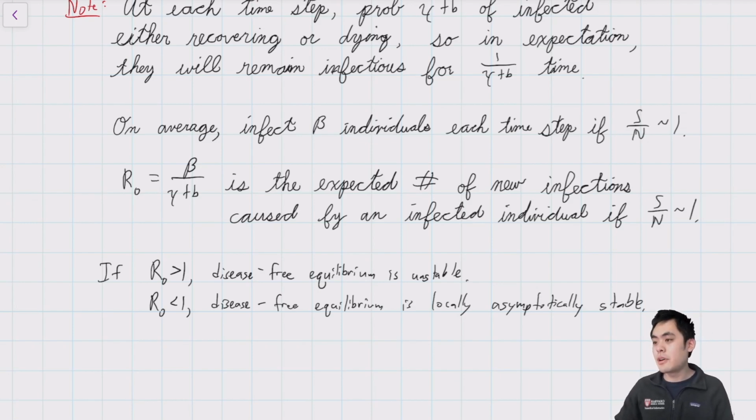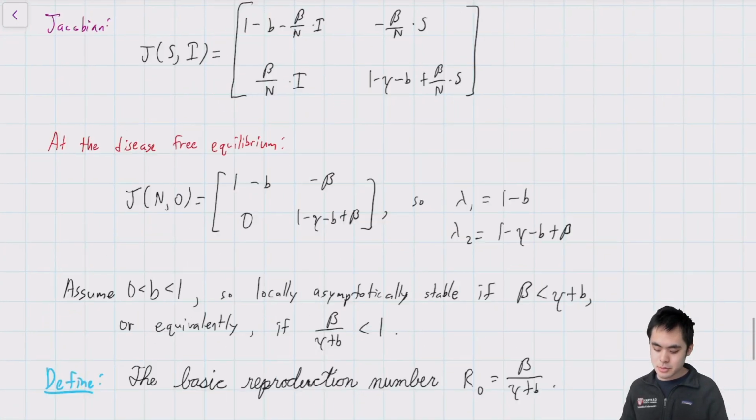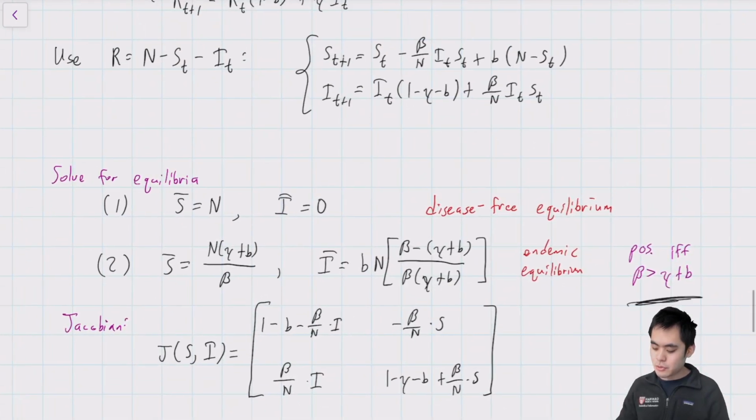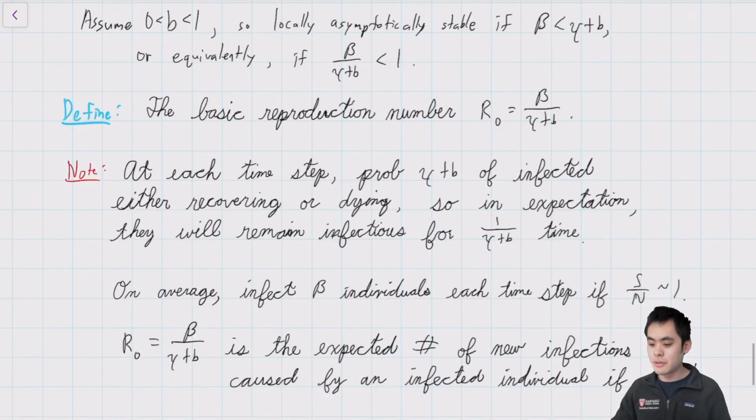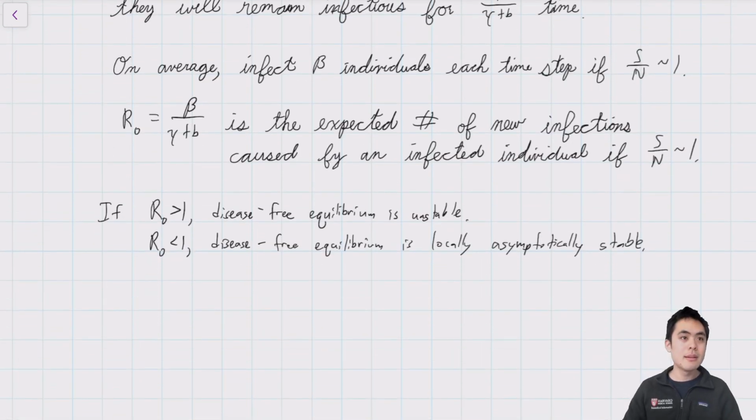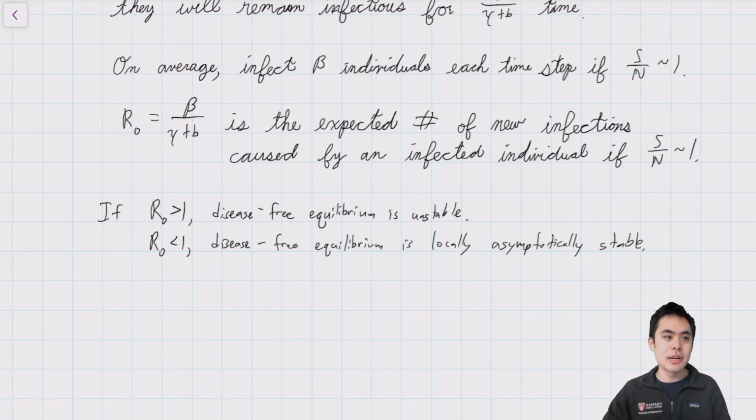And recall that if R naught is less than 1, you also don't have the endemic equilibrium, because the endemic equilibrium only exists when R naught is greater than 1, since we know that it's positive only if beta is greater than gamma plus b, which is the same as R naught being greater than 1.